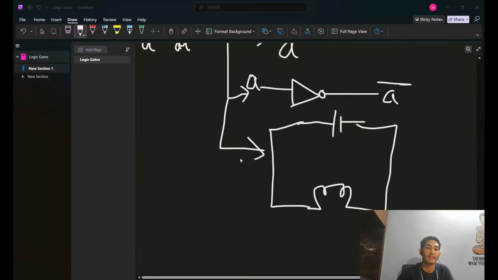That's an example. So here we have this circuit. Where should we put this switch so that we can have no current when there is a closed switch and current when there is no closed switch?